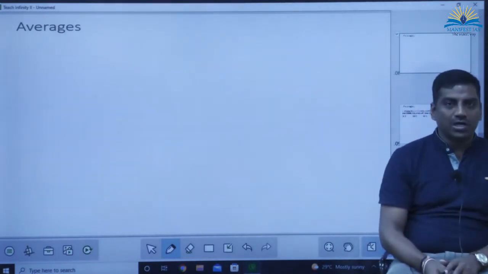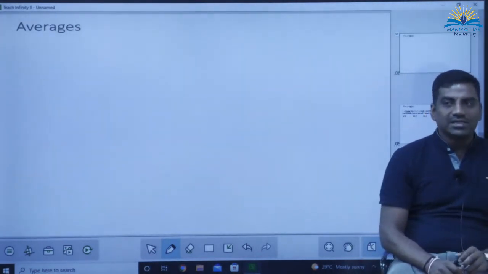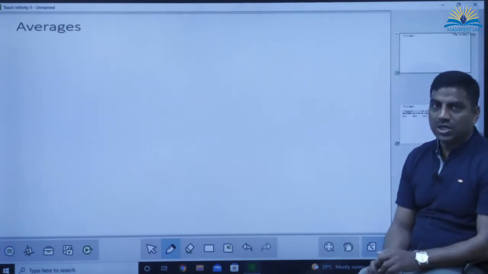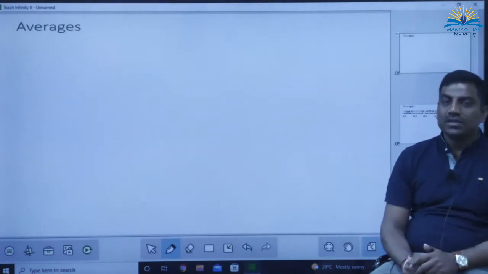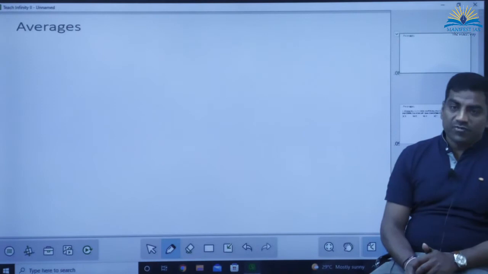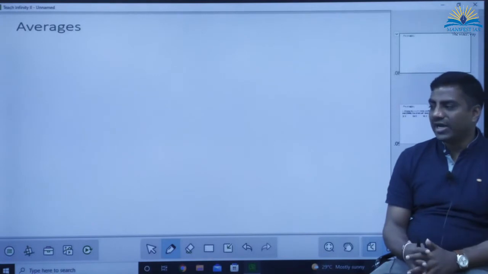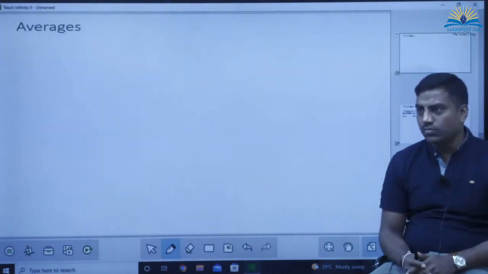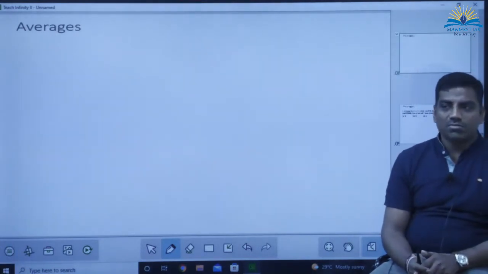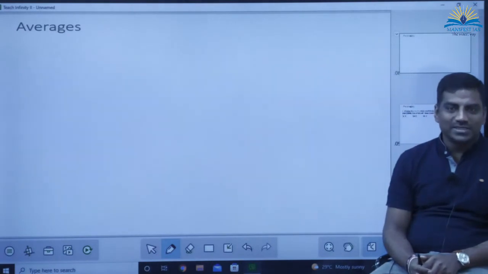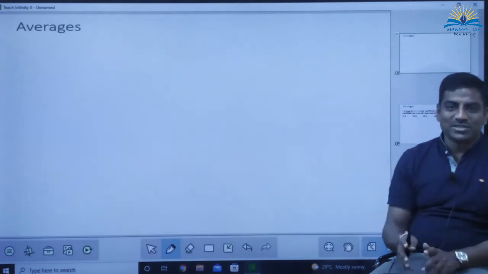Averages. From now on, we will be going chapter by chapter. Very basic ones. Even average, percentage, ratio and proportion, all of these are very basic chapters, because their application we find in different applied chapters. So, what is this average? From now on, as soon as I start any chapter, my question will be, what is that chapter's name?